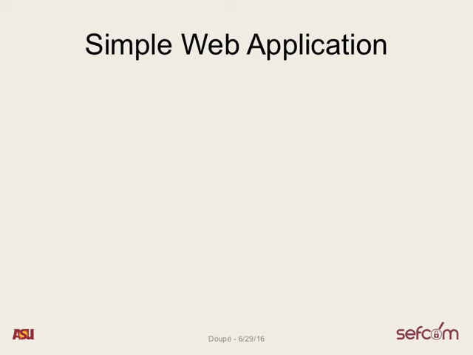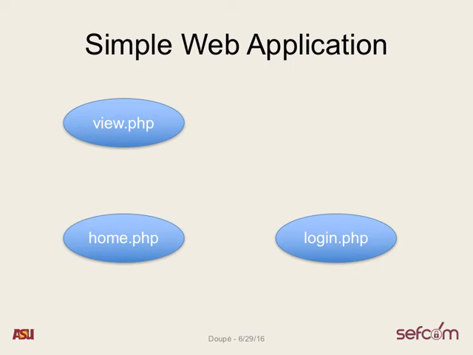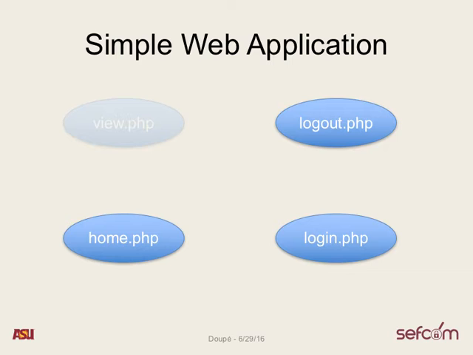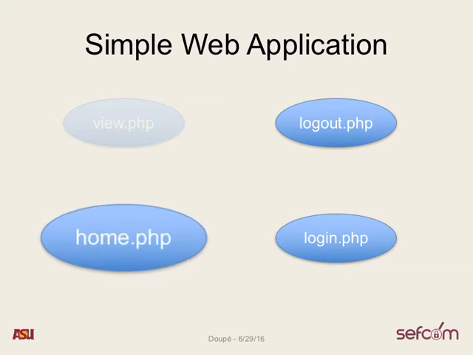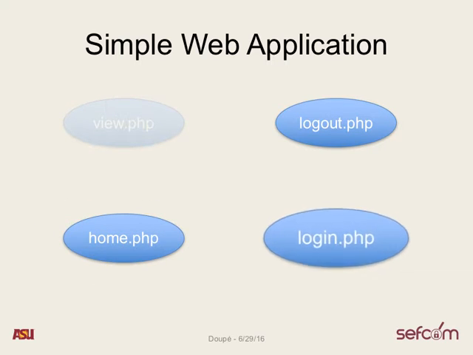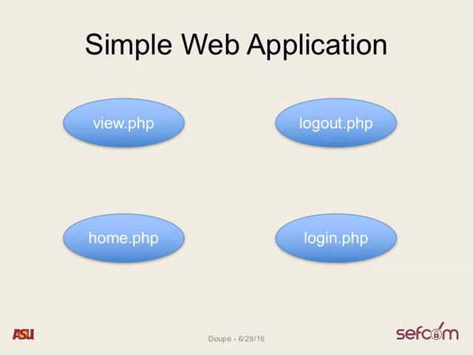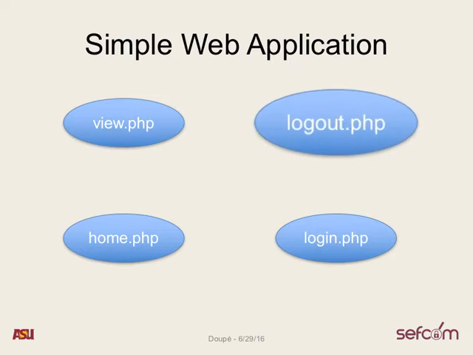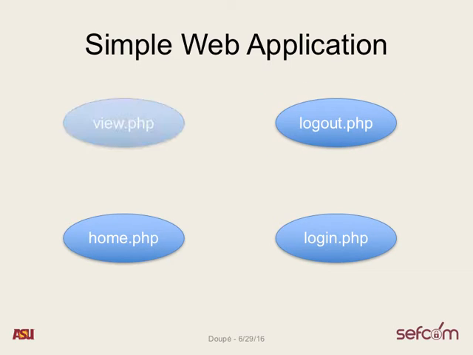So to illustrate this, what do we mean by state? Let's say we have a super simple web application, three pages. At first, the view page is not accessible. I first have to access the home page, then I can access the login page. Then the view page is now accessible. Now I can access the view page and the logout page. And when I access the logout page, the view page is no longer available.